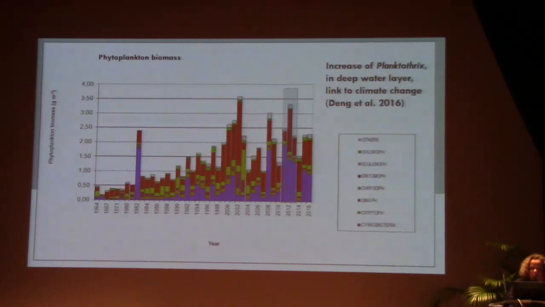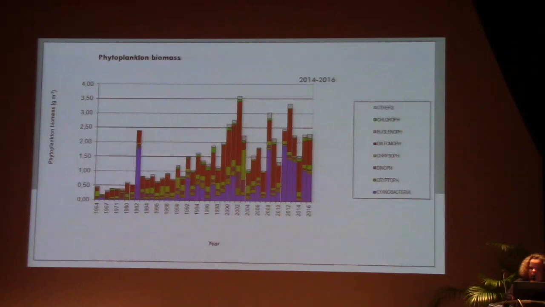We made a multivariate analysis for phytoplankton, and it showed that the increase, especially the increase of Planktothrix, was linked to climate change variables, and this is not a surface bloom-forming type. It is in a deeper layer, so it is not really visible, for example, to lake users or recreational users, but it is in the deeper water column and may of course have some other ecosystem effects.